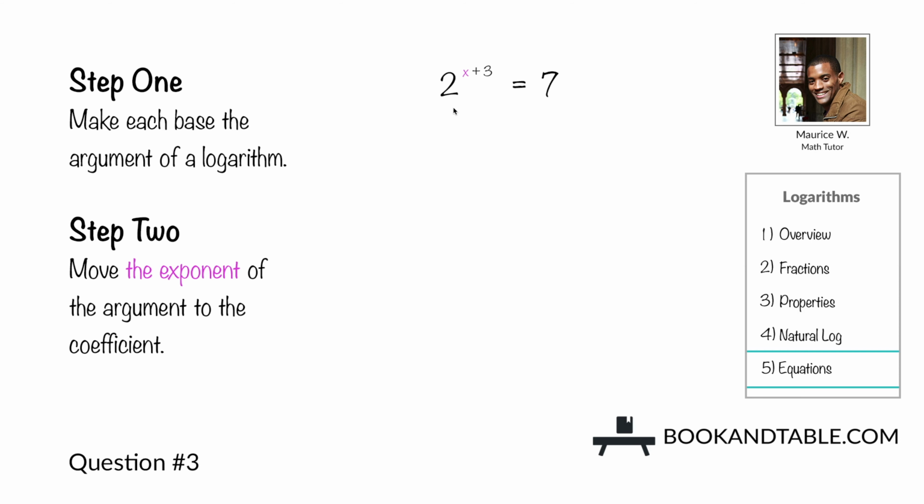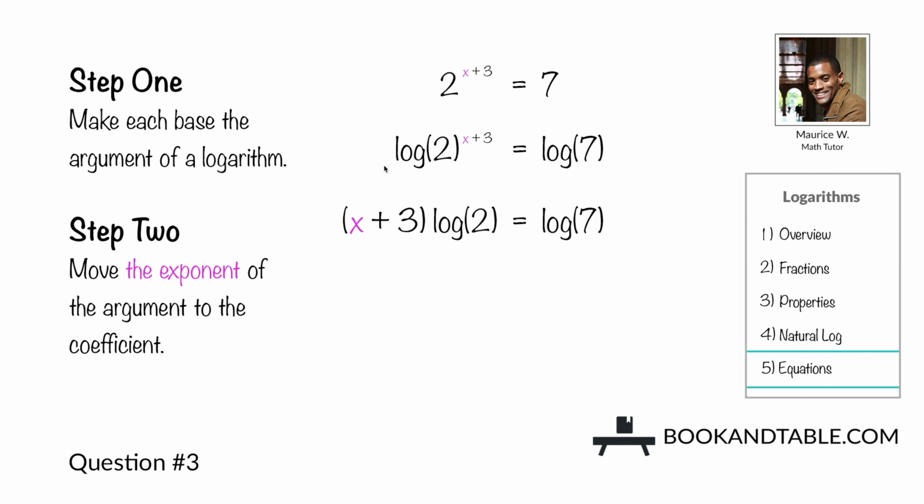We're solving 2 raised to a power of x plus 3 is equal to 7. Step 1, make each base the argument of a logarithm, which would give us the log of 2 to a power of x plus 3 is equal to the log of 7. And now we want to use the power rule of logarithms to move this exponent, x plus 3, to the coefficient, giving us x plus 3 times the log of 2 is equal to the log of 7.